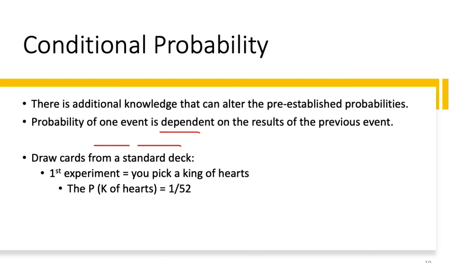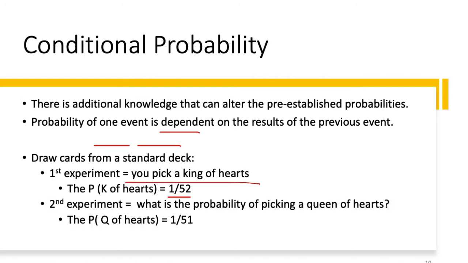Let's say we have a standard deck of cards. If we draw a card from a standard deck, let's start with our first experiment. What is the probability that our first card is a king of hearts? There's only one king of hearts out of 52 in the deck, therefore that probability is 1 in 52. If you take the card out, and let's try a second experiment. Second experiment, once we took out that king of hearts and put it in our pocket, what is the probability of the next card being a queen of hearts?